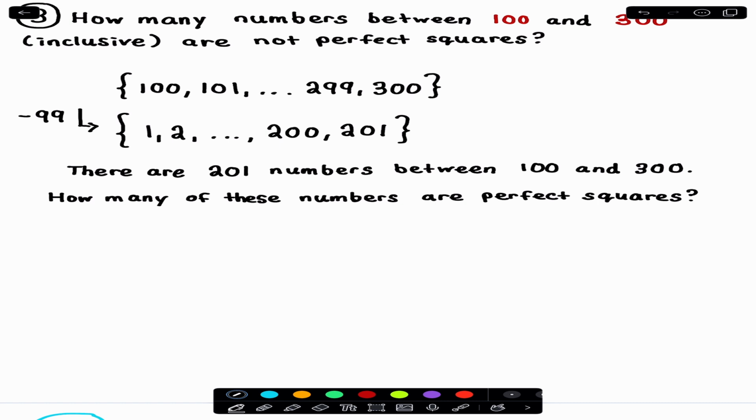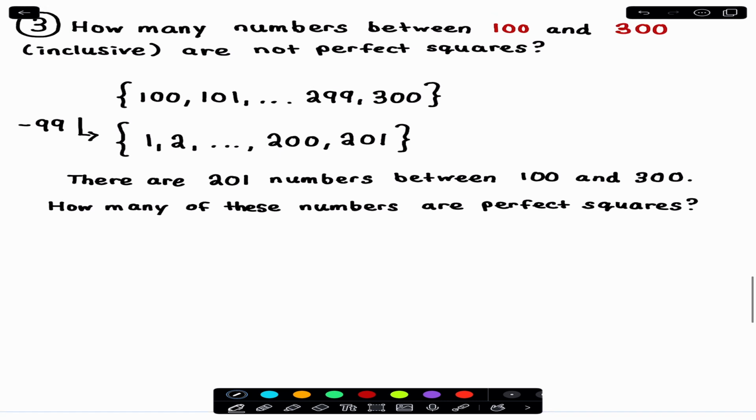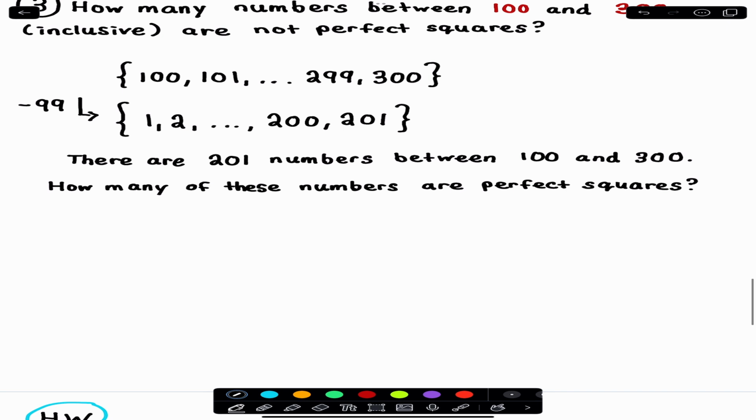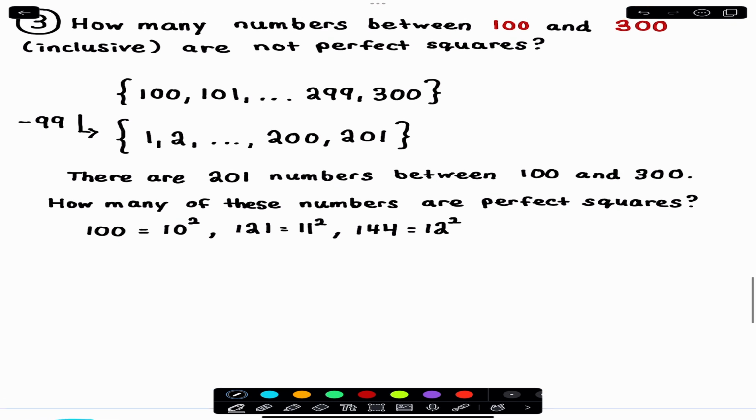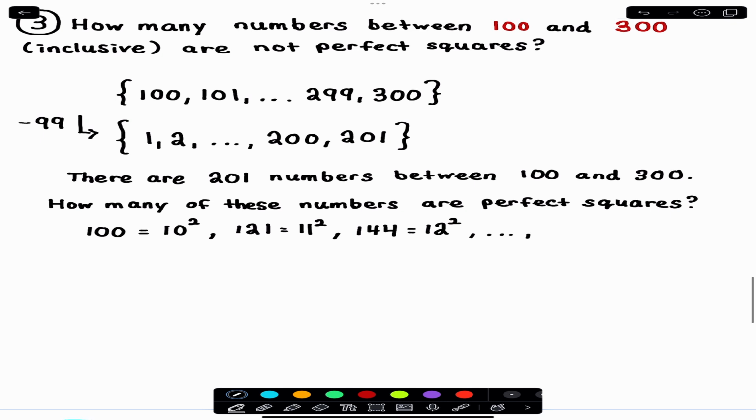So we're going to go through them one by one. The number 100 itself is actually a perfect square, so that's great. And it's the same as 10 squared. The number 121 is 11 squared. As I said before, the next number is 144. That's actually 12 squared. And this will keep going. There's not too many of them because we're only going up to 300.